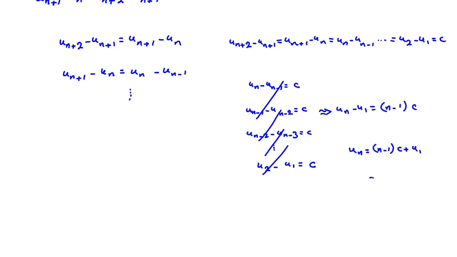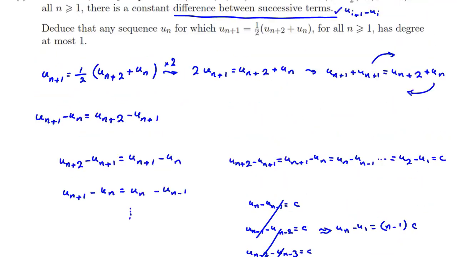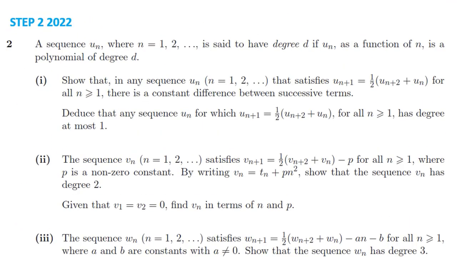u1 is a constant. So we can say nc plus u1 minus c. It is another constant, for example, c1. So it is nc plus c1. So if you consider it as a polynomial in terms of n, the degree is 1. Why does the problem say at most 1? Because if c is 0, then the degree will be 0, because this term will be cancelled. Okay. It was part 1.